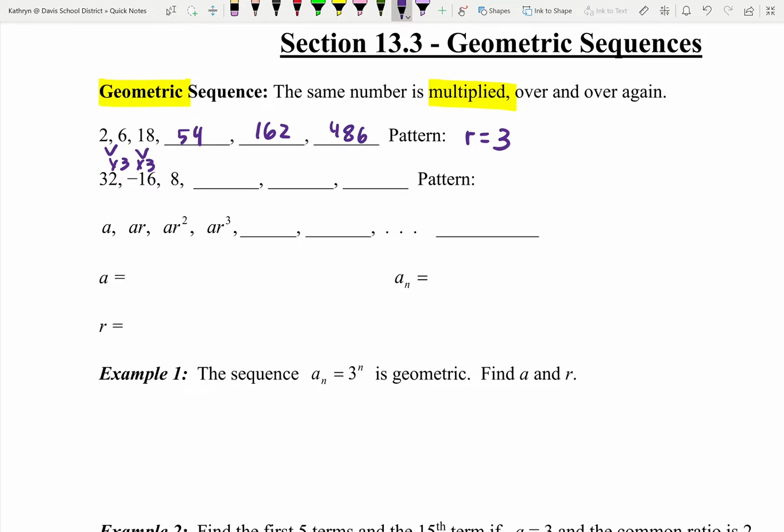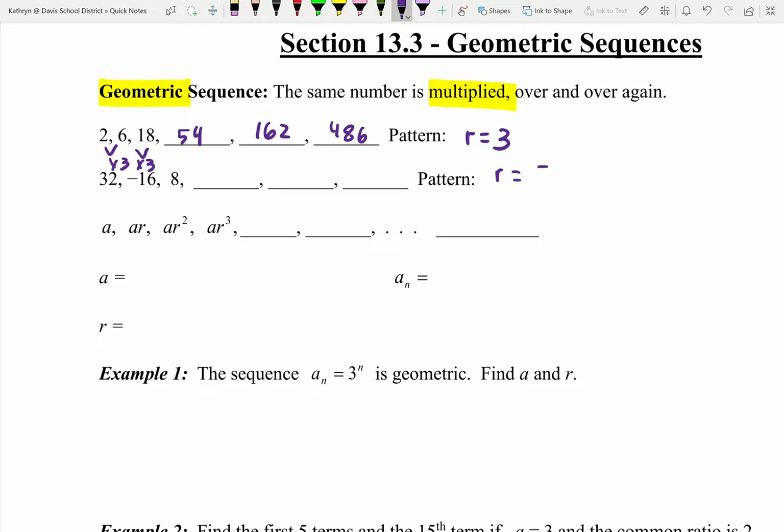Now look at the next one. This is where it maybe gets a little difficult. You can see that the signs are alternating, positive, negative, positive. Well, the only way that's going to happen is if your ratio is a what, everybody? A negative, okay? Here's another kind of tricky thing. The numbers are getting smaller. Disregard the sign and just look at the numbers. So 32 to 16 to 8, the numbers are getting smaller.